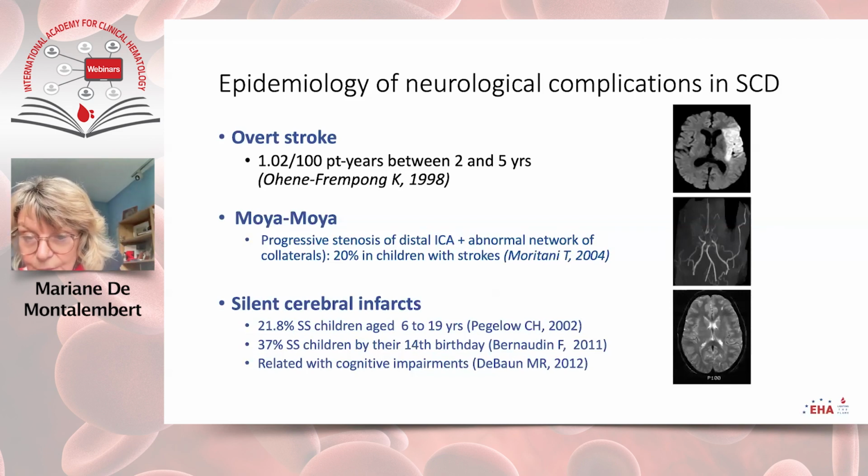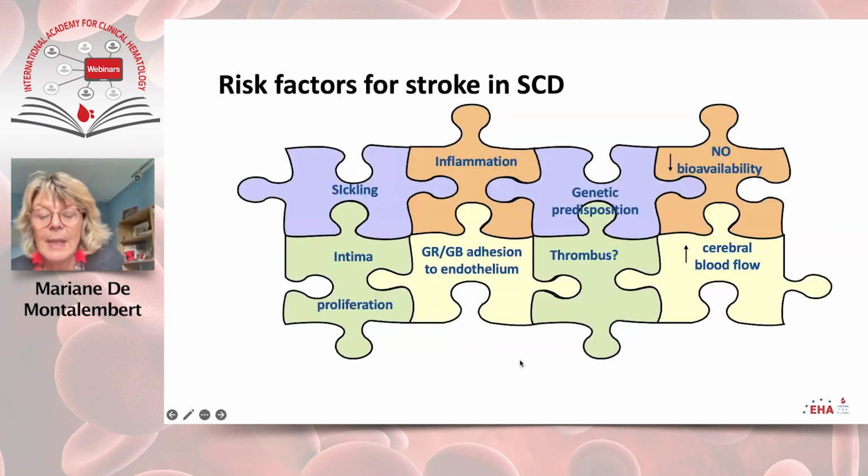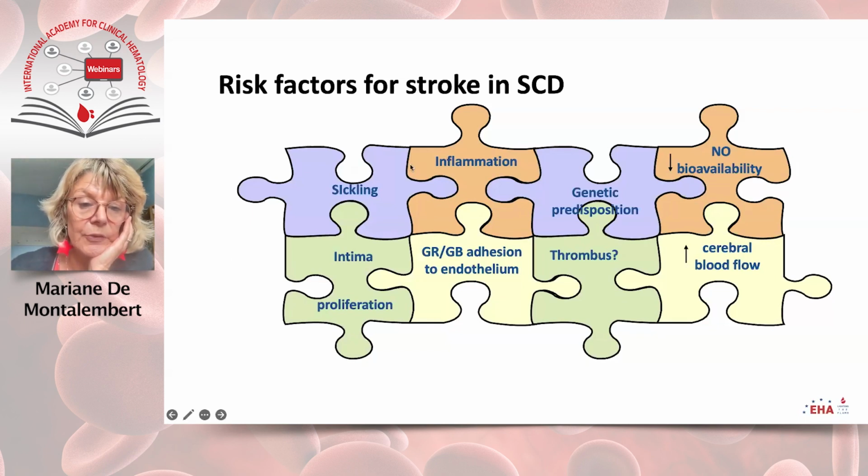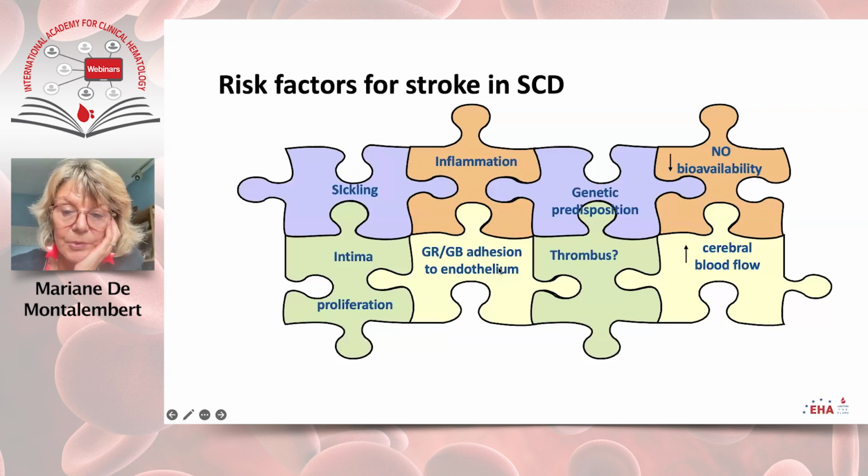Or this tiny little white point, you can see that only using MRI. It is a silent cerebral infarct. It is very frequent. It is not so silent because it is related with cognitive impairments. In fact, we know that there are a lot of factors that contribute to stroke: sickling, inflammation, thrombus, extreme adhesion.